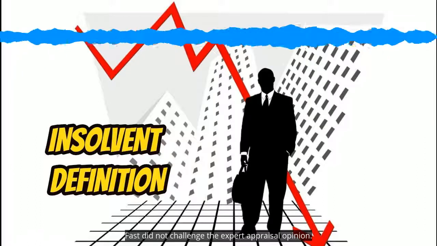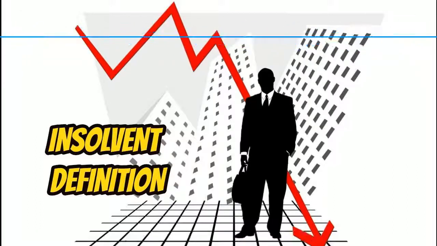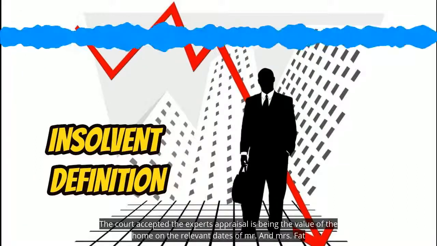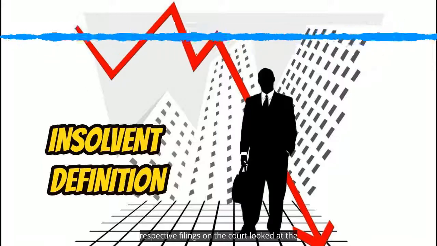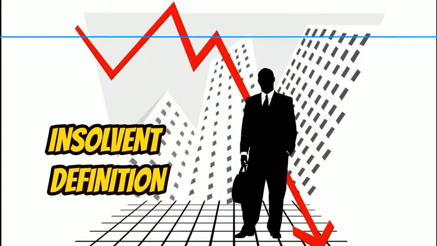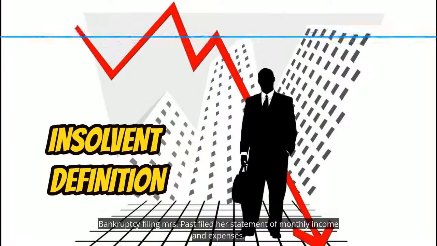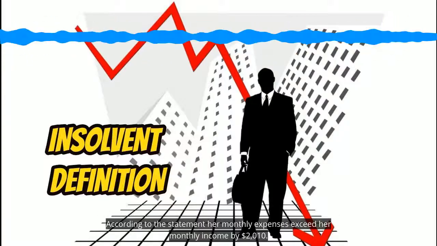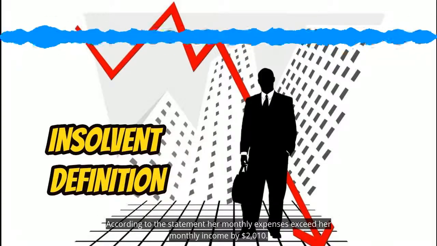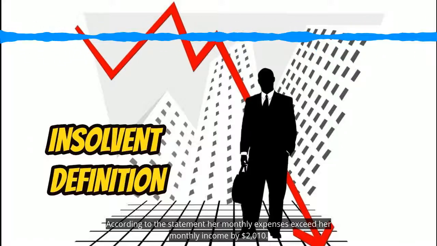The court's analysis. The Fasts did not challenge the expert appraisal opinion. The court accepted the expert's appraisal as being the value of the home on the relevant dates of Mr. and Mrs. Fast's respective filings under the BIA. The court looked at the insolvent definition in the BIA. In her bankruptcy filing, Mrs. Fast filed her statement of monthly income and expenses. According to the statement, her monthly expenses exceed her monthly income by $2,010.